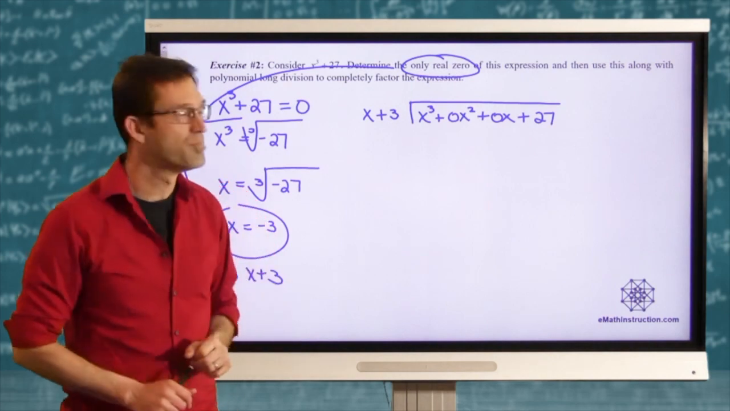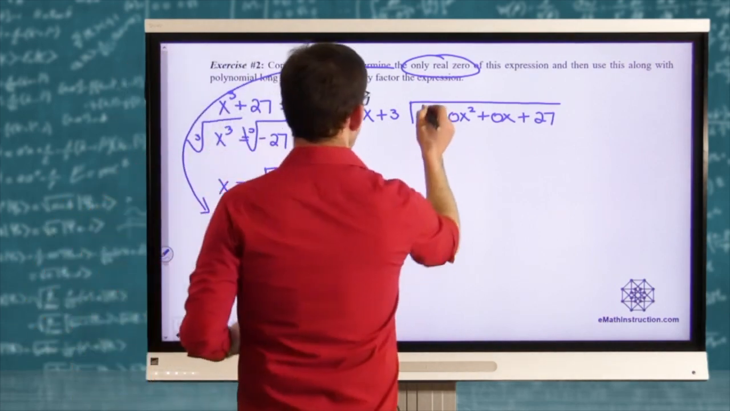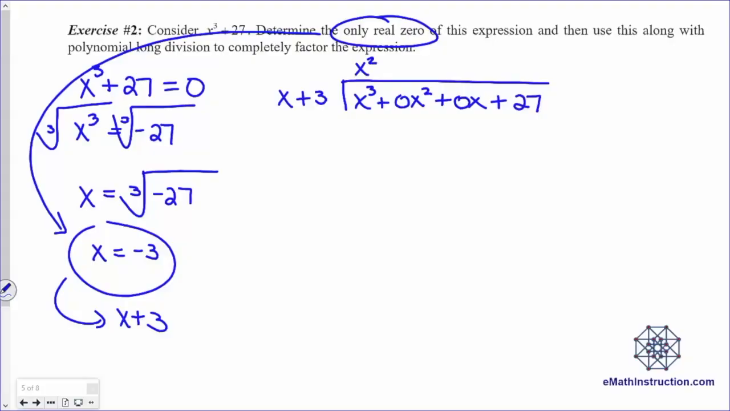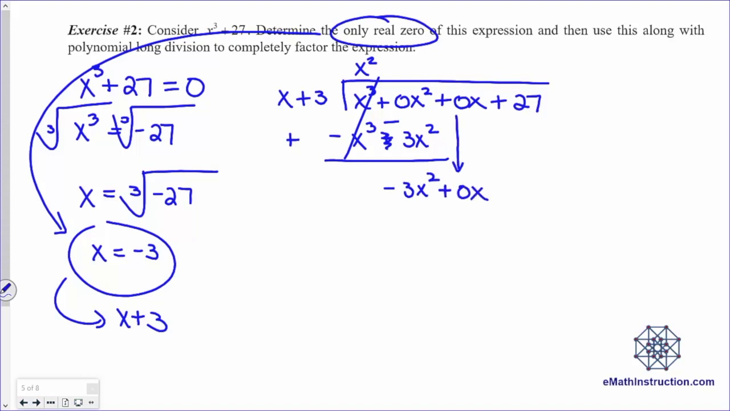Okay, let's go through it. Just like before, I'm going to have an x squared up here, and then when I do x squared times x plus 3, I'll get x cubed plus 3x squared. Again, I just want to do the subtraction, so what I'm going to do is switch both of those to negative and do an addition. That's going to wipe those out. It's going to leave me with negative 3x squared. I'm going to bring down plus 0x. All right. That means I'm going to get negative 3x.